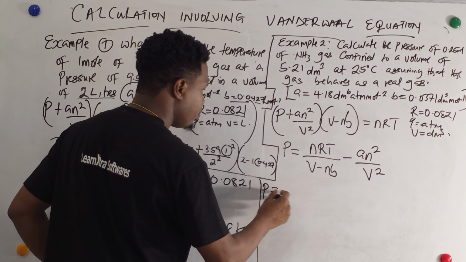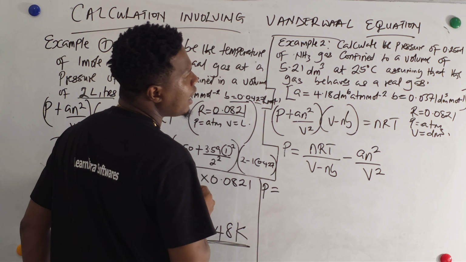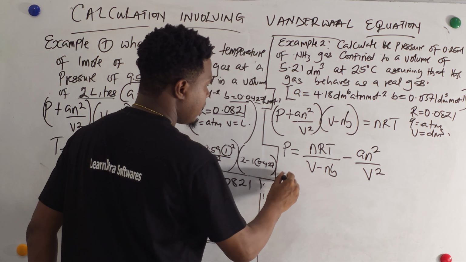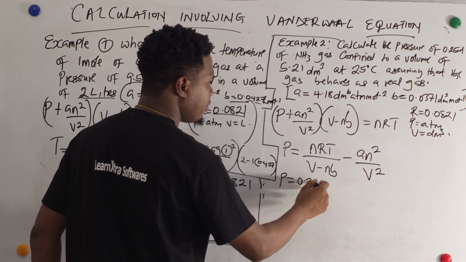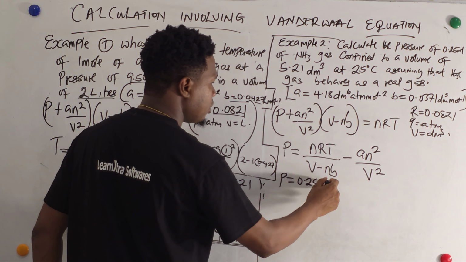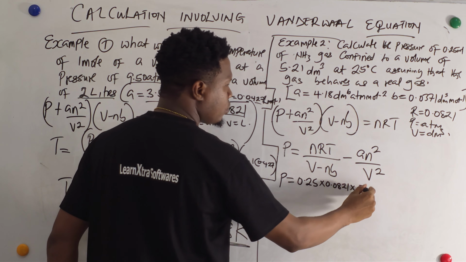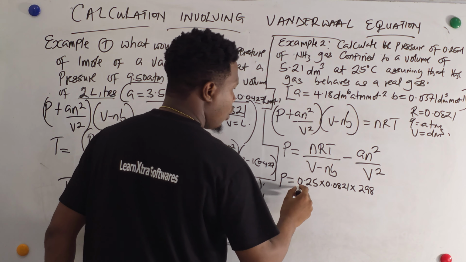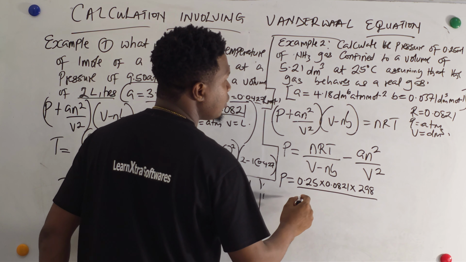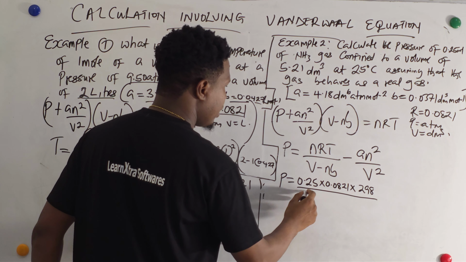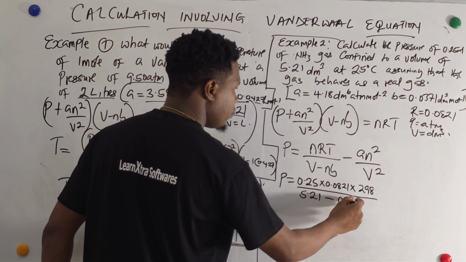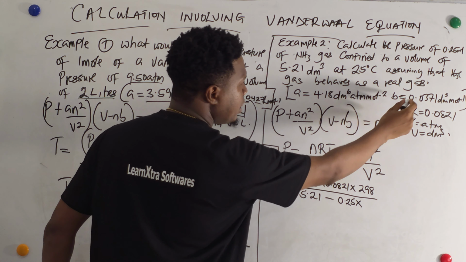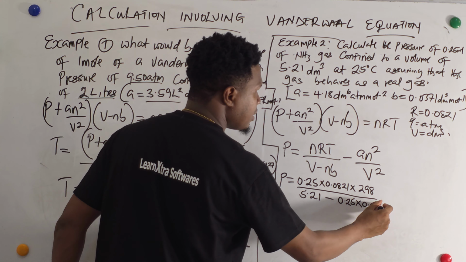So pressure becomes, what is our n? The number of moles is 0.25. So 0.25 times 0.0821 times the temperature, 25 degrees C converted to Kelvin, which becomes 298 Kelvin. All over V, what's the volume? 5.21 minus 0.25 times the Van der Waals constant b, which is 0.0371. Okay?